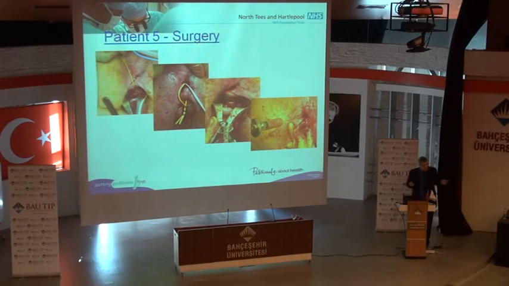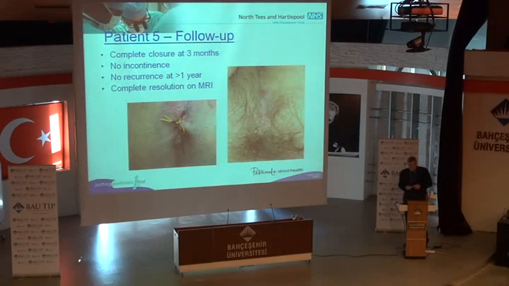It's rather difficult sometimes to take pictures in this position, and I do have to say I found that increasingly challenging. So this is the seton and the tract. We debrided the external part, trying not to remove too much tissue. We then closed the internal opening with an advancement flap, which is not well visible. Then we bulked the tissue around the tract up with the injection of fat. In 3 months, there was complete closure with no incontinence, and no recurrence now for more than 1 year. On MRI, there was complete resolution.